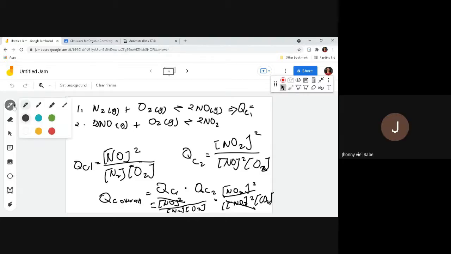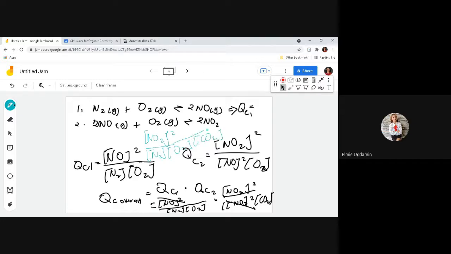We will be left with NO2 over N2 times O2 times O2. NO raised to the power of 2 times O2.